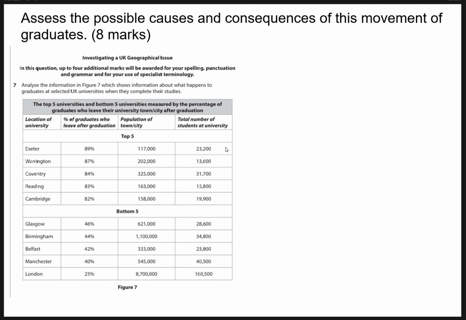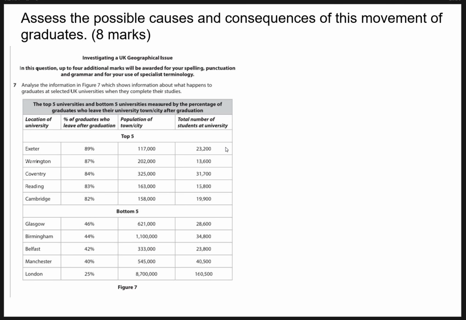So instead of staying in Exeter to work, they're going somewhere else. Now, what other data do we have on top of that? Well, we have the population of Exeter, 117,000. We also have the numbers of students at the university, which may be relevant to us for another question. If we look at London, it's a good example. We've got 25% of people that leave. So a large proportion, 75% of graduates, stay in London after graduation, which is a good retention rate for graduates of London.